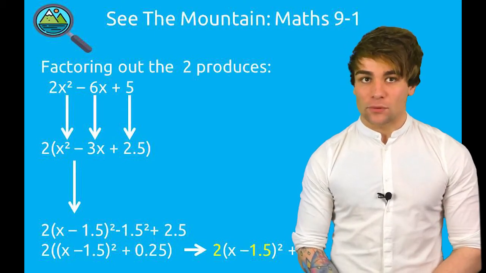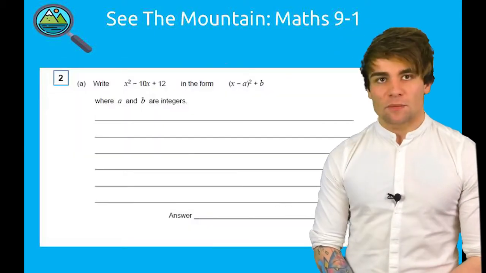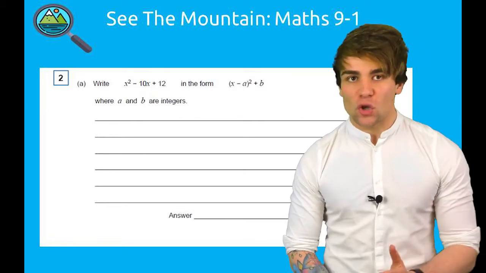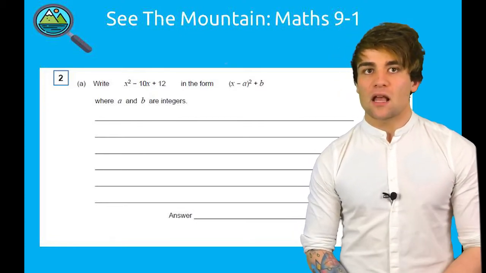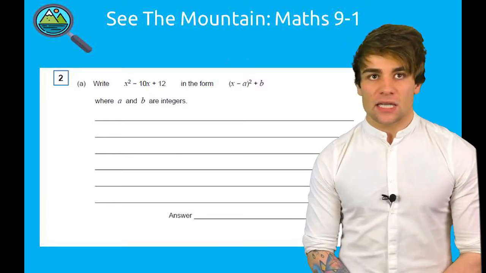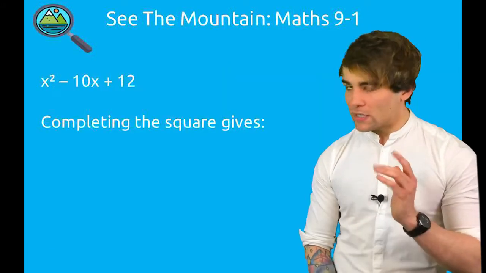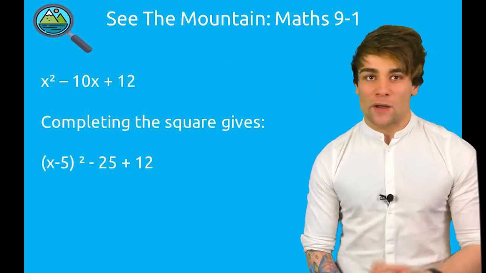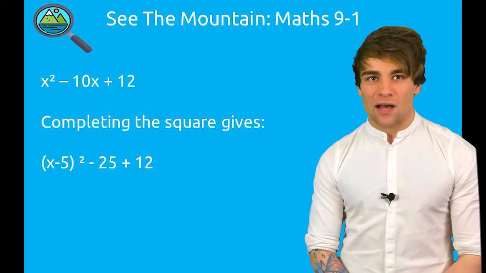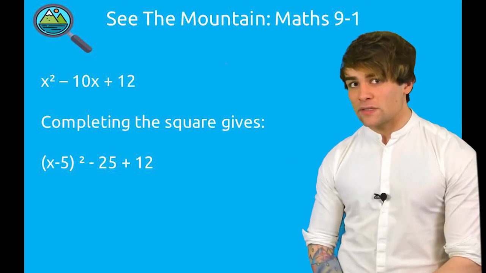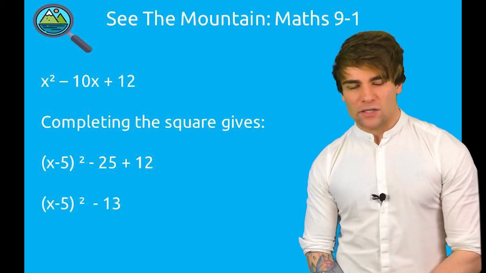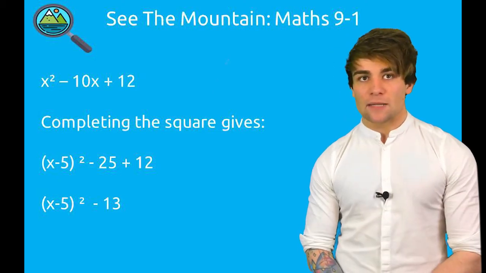Right, next example. You can see to my right, x squared minus 10x plus 12. We're just going to solve this now by completing the square. Already you can see x squared minus 10x, we're going into the x minus 5 all squared. We know that minus 5 squared is going to produce minus 25, and then we're going to simplify the minus 25 and the 12 to give us that final expression of x minus 5 all squared minus 13.